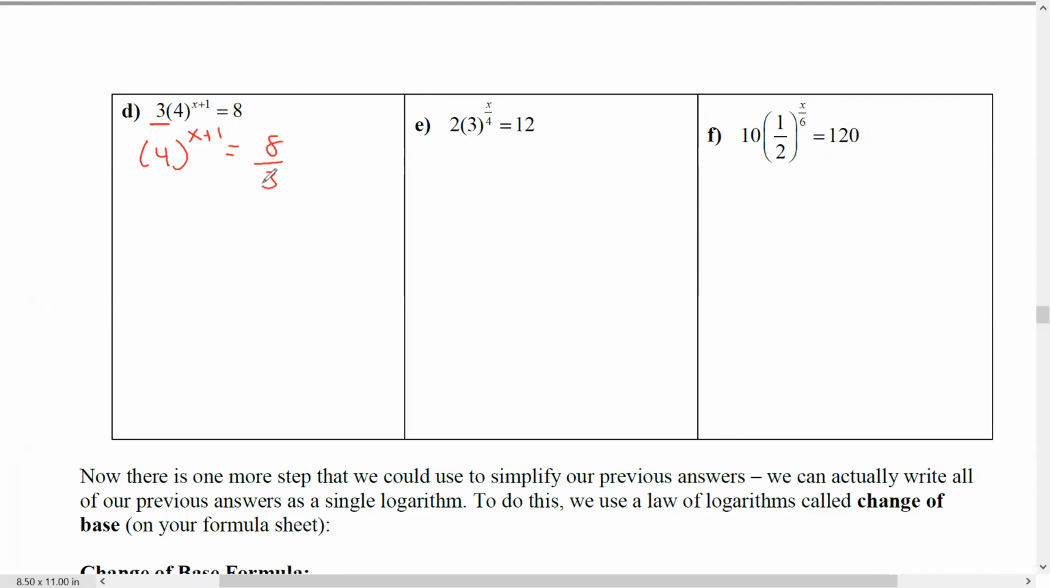There we go. Can't make the bases the same, turn it into a logarithm. Take the log of both sides, like that. Exponent becomes my coefficient. And I'm going to put that x plus 1 like that in brackets when I bring it down, parentheses I should say.